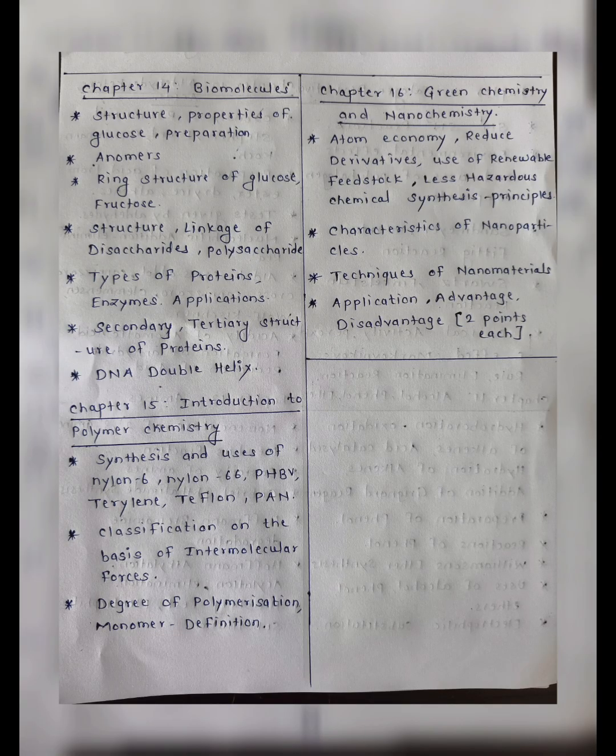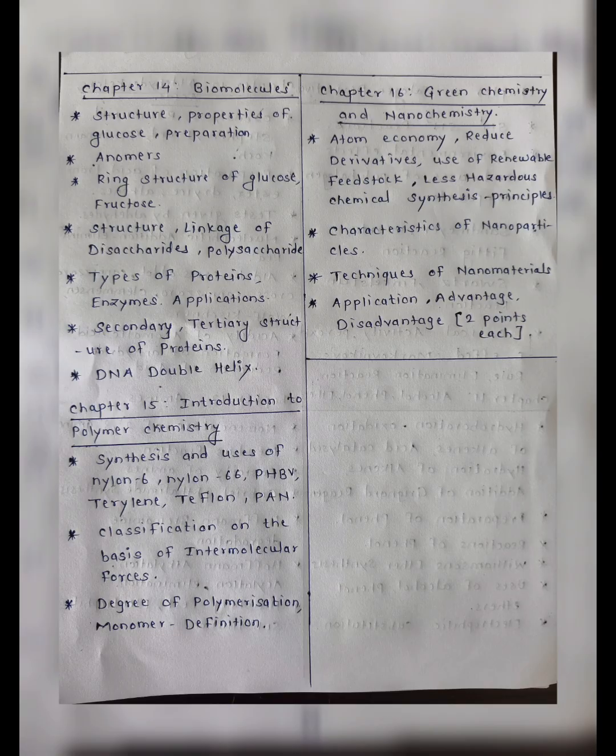Second last topic is introduction to polymer chemistry. So synthesis and uses of specific polymers may ask, that is nylon 6, nylon 6,6, PHBV, that is poly-hydroxybutyrate-co-beta-hydroxyvalerate. Similarly, terylene, Teflon, polyacrylonitrile, PAN. So some synthesis and uses of these particular polymers you have to prepare. Then classification of polymers on the basis of intermolecular forces. This point is very important, that is thermoplastic, thermosetting polymer, etc. And definitions of monomer and degree of polymerization is important.